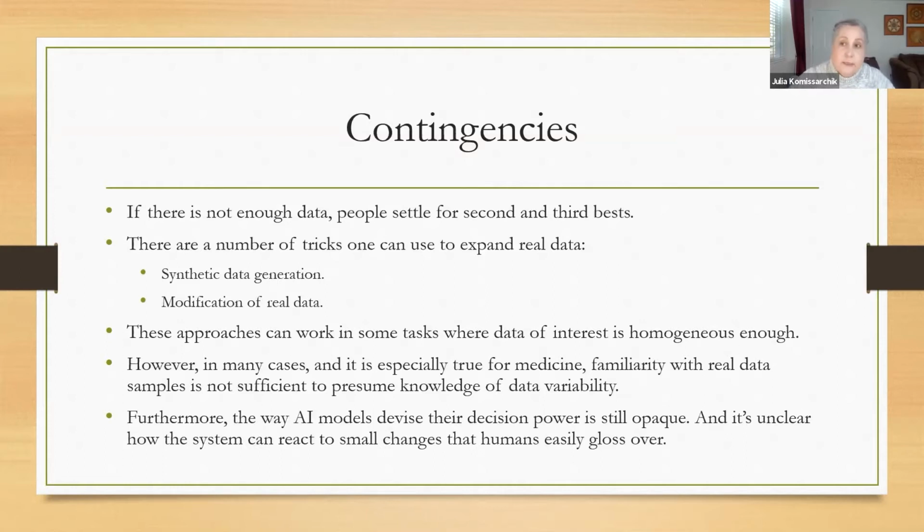There is work being done to make it more transparent, but for now it's unclear how the system can react to small changes that humans easily gloss over. And we've all seen interesting examples, like the one I found particularly disturbing: when a system is trying to recognize animals in a picture and you present it with a rose, it recognizes a bunch of eyes looking at you from every petal. Just one of those sci-fi horror movie type of images.